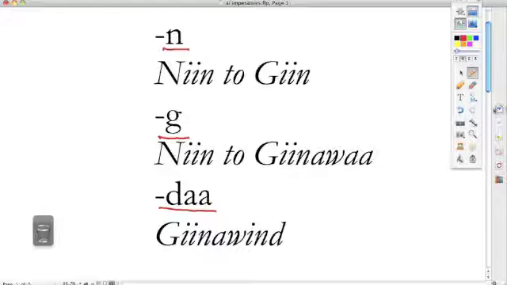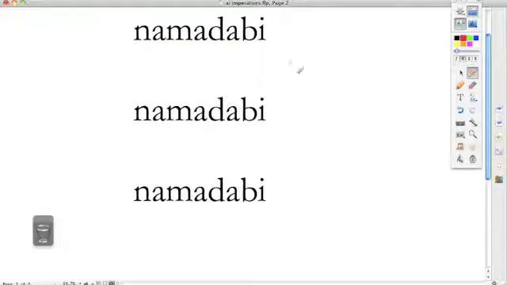So here's our first example. We'll do numadubin. If I say numadubin, I'm telling you to sit down. If we put a G at the end, we have numadubig. All of you sit down. And then there's numadubida.